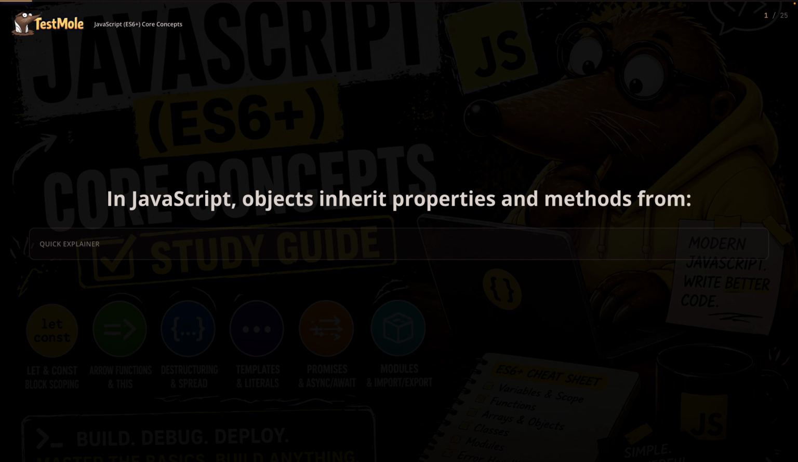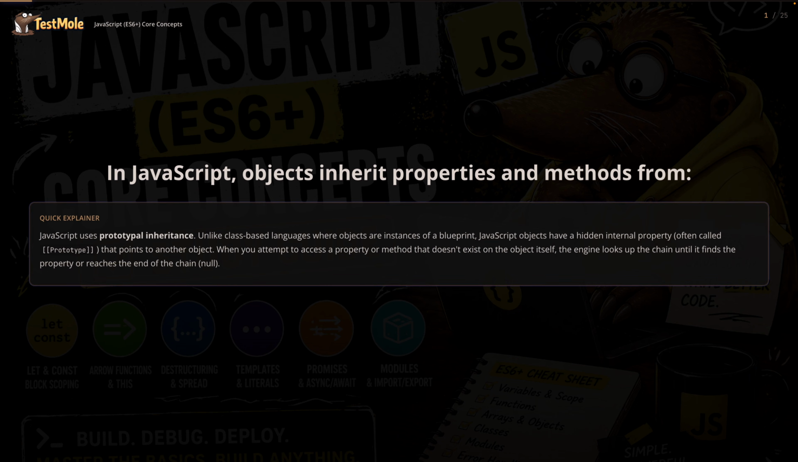In JavaScript, objects inherit properties and methods from. JavaScript uses prototypal inheritance. Unlike class-based languages where objects are instances of a blueprint, JavaScript objects have a hidden internal property, often called prototype, that points to another object. When you attempt to access a property or method that doesn't exist on the object itself, the engine looks up the chain until it finds the property or reaches the end of the chain, null.